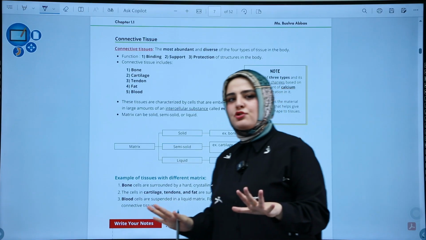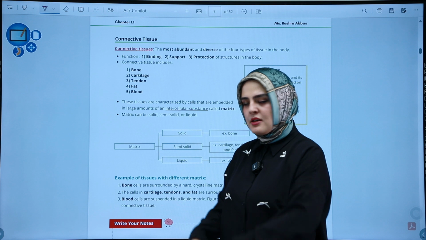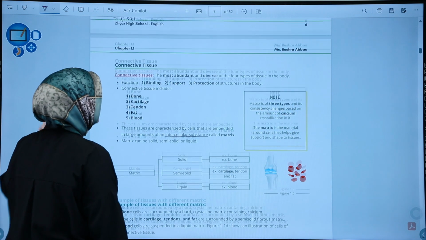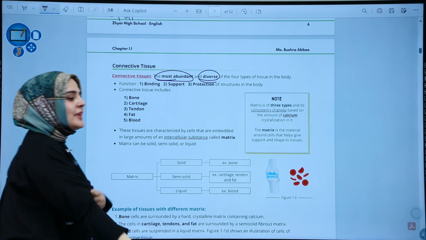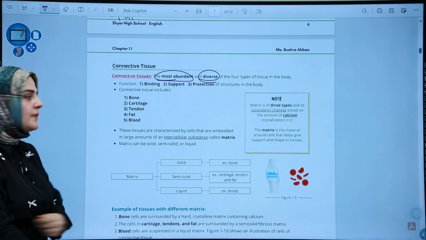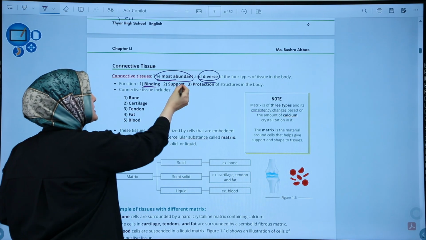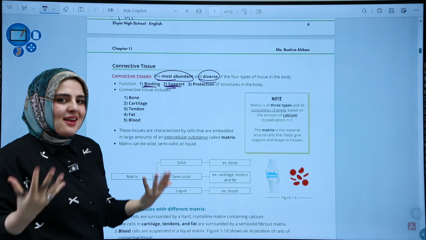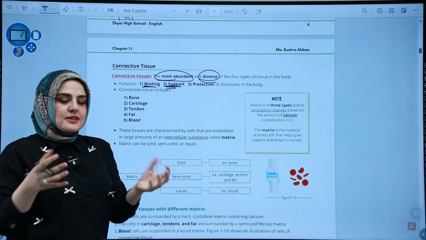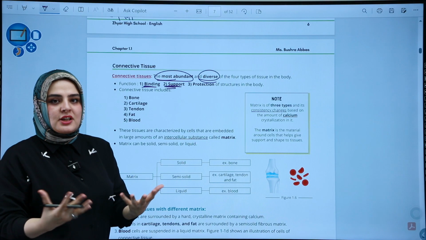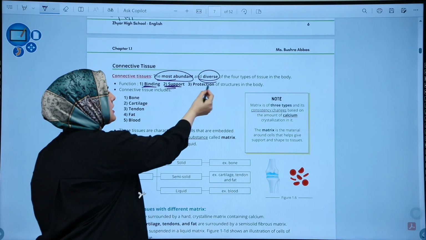Our last type of tissue, I call this the junk area because everything else is dumped into this tissue type. So connective tissue, like we said, is the most abundant and most diverse. It has three types of function. The three types of function are binding things together, supporting. Support could be in any way. It could be giving them food, oxygen, or just tying them together or cushioning them to protect them from any shock from the outside.